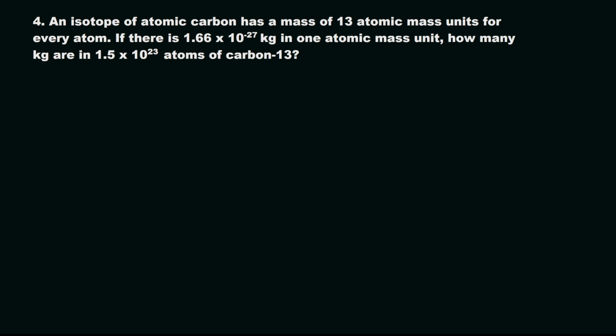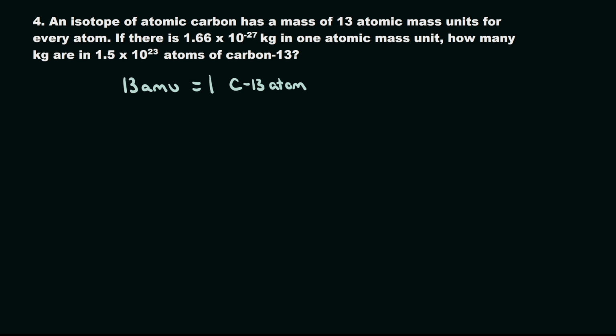So, here's a lot more information and just more scientific-based information. But if you don't remember any specific equation, 99% of the time dimensional analysis will help you get your right answer. So in this specific case, we're told that an isotope of atomic carbon has a mass of 13 AMU, or atomic mass units, for every atom. I'm going to say one C13 atom, because that's what we're going to be talking about here.